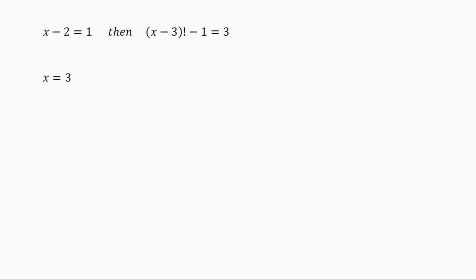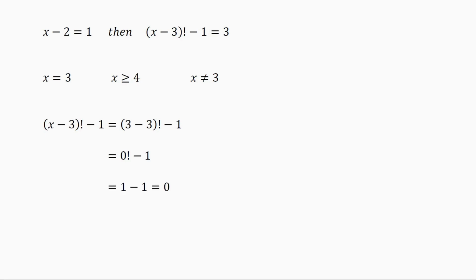Here we get x equals 3. We know x is greater than or equal to 4. So x equals 3 is not a solution. If we plug in x equals 3 in x minus 3 factorial minus 1, then we get 3 minus 3 factorial minus 1, which is equal to 0 factorial minus 1, or x minus 3 factorial minus 1 equals 0, which means x minus 3 factorial minus 1 is not equal to 3, or x is not equal to 3. So we can confirm x equals 3 is not a solution.